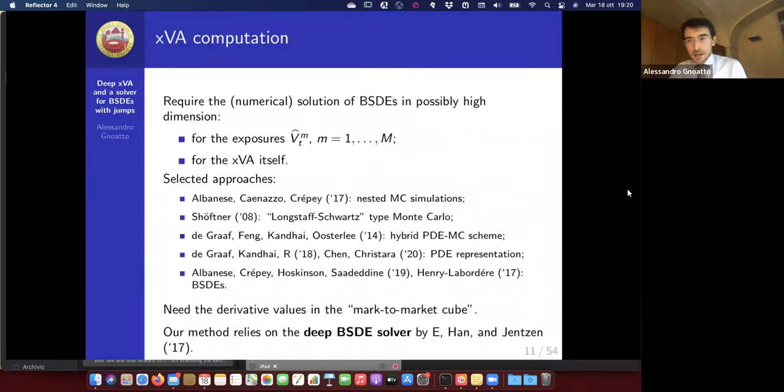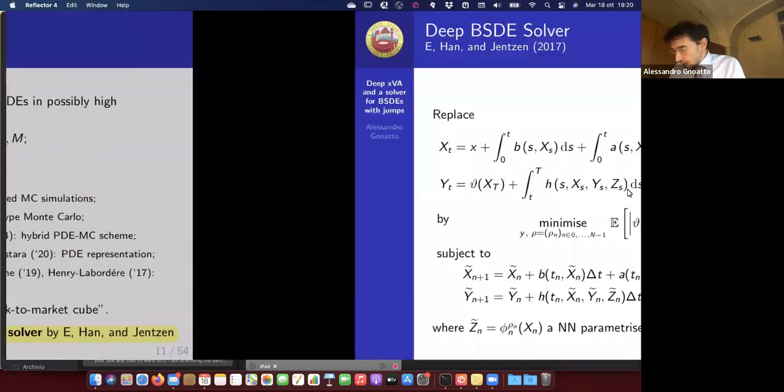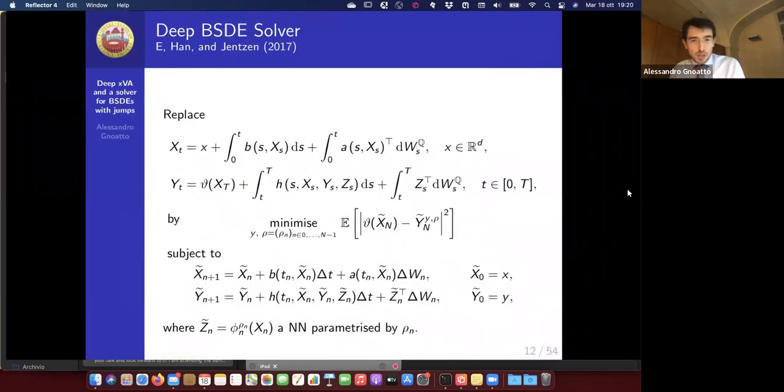So there are several approaches in order to compute this V hat. I don't have time to dig too much into the literature. What we do here is to use the Deep BSDE solver introduced by E, Han and Jentzen in 2017. So, what is the idea? As I mentioned previously, each European contingent claim solves a forward-backward stochastic differential equation.